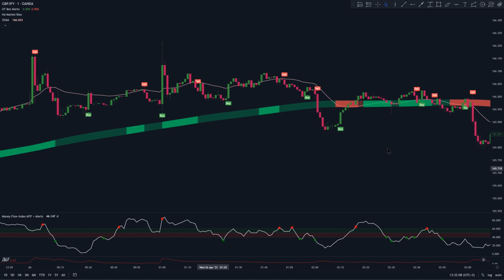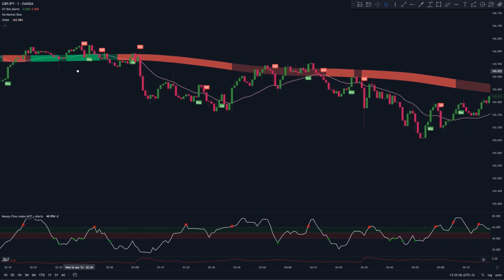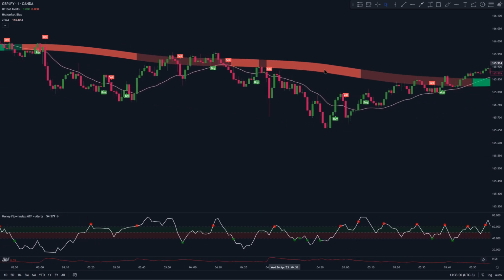Next, we have the zero lag EMA or the Z EMA, and we're going to be using it to identify short-term trends in the market. When the price is trading above it, that indicates a short-term bullish trend. And when the price is trading below it, that indicates a short-term bearish trend. The goal of this strategy is to trade in the direction of both the long-term trend as well as the short-term trend.